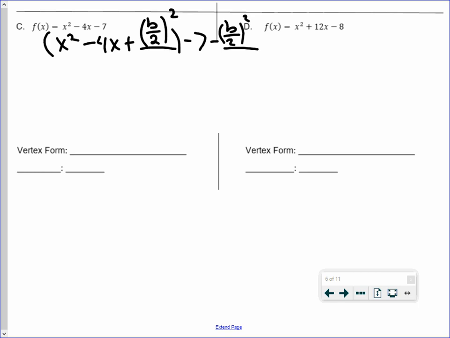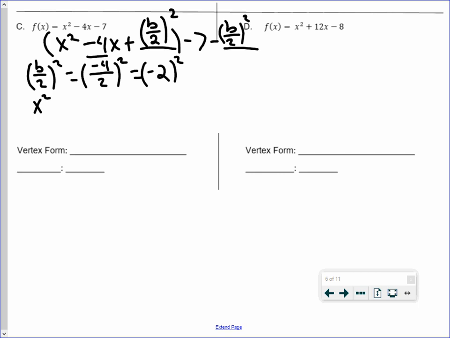So from here, let's figure out what our b over 2 is. Our b is going to be -4 in this case. So you have b over 2 squared is going to be -4 divided by 2 squared, which is going to be -2 squared. So let's put that into our equation. We'll have x squared minus 4x, don't forget the parentheses, plus -2 squared minus 7, and we'll add the same thing, subtract the same thing to the outside.